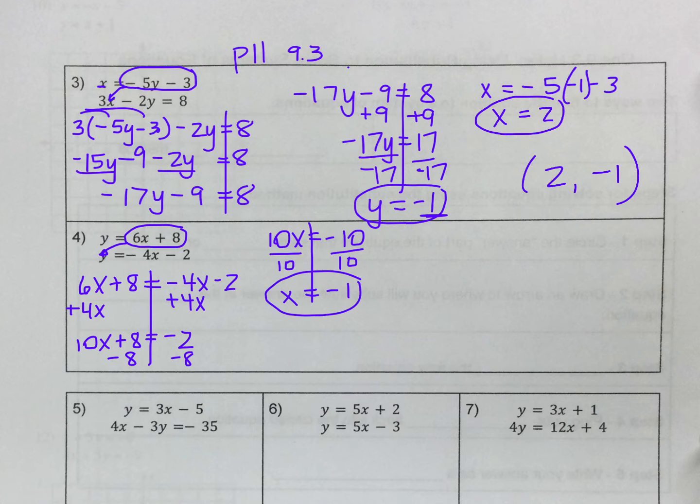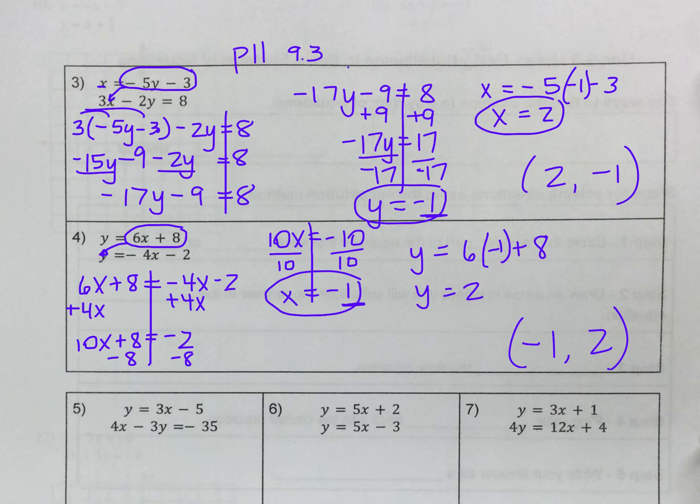So I got one answer. I'm going to write y equals 6x plus 8. I'm going to erase that x and put a negative 1 in its place from right there. Negative 6 plus 8 is 2. Y is 2. So my final answer is negative 1, 2.